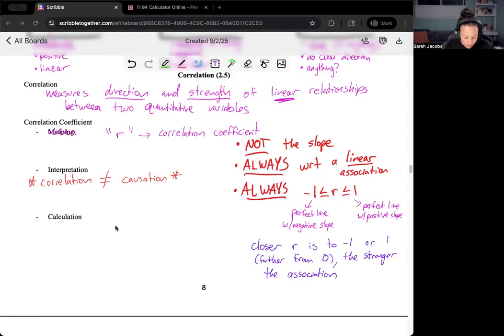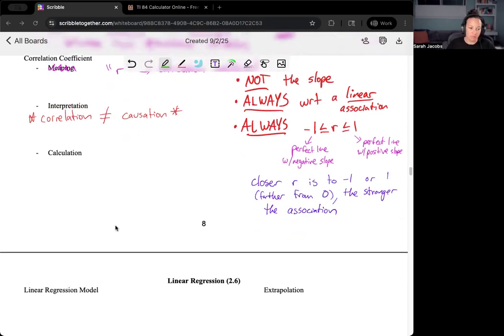Good. In terms of our calculation, I want to show you how we get this, but I don't really ever want you to do this by hand. It's interesting to see where it comes from, but we don't want to think about using this on a regular basis. So the correlation coefficient is calculated by taking 1 over n minus 1. So we're dividing by 1 less than the sample size.